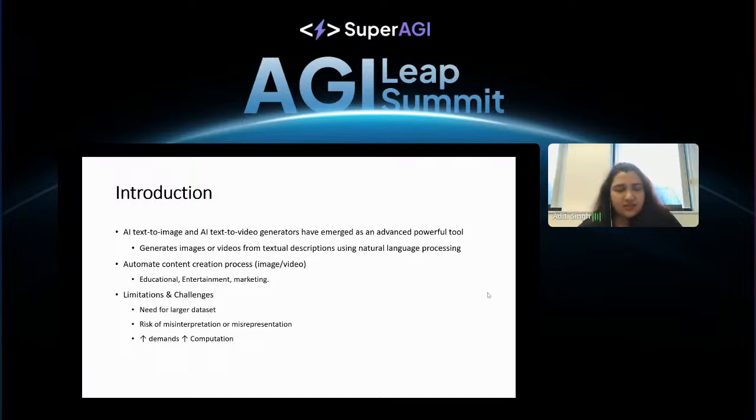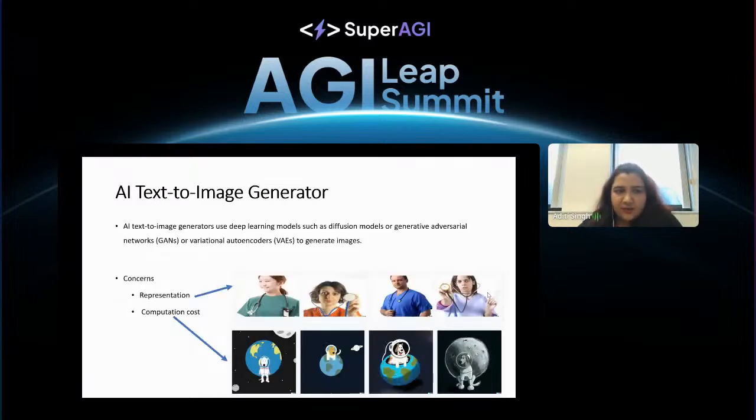Let's say there's just a 64 by 64 pixel image. In order to convert that image to, let's say, another image, there could be thousands of conversions, thousands of noises being added. There could be multiple Markov chain models involved there. So right over here, I'll just start with text to image generators. These are pretty much using deep learning models like diffusion models, generative adversarial networks, or variational autoencoders.